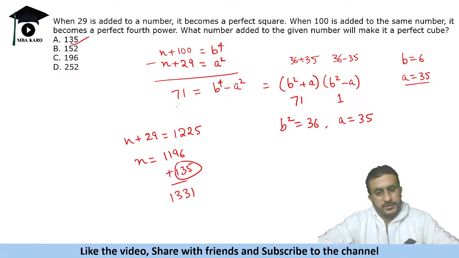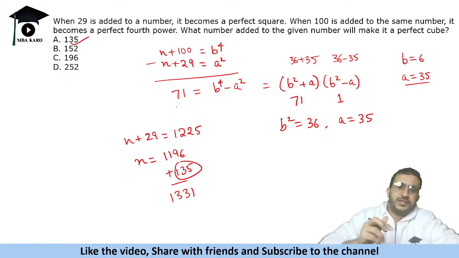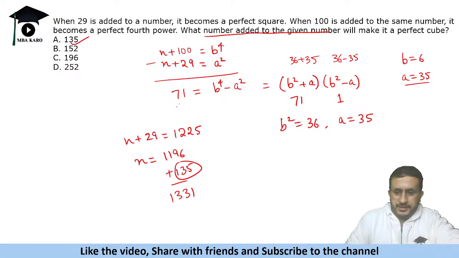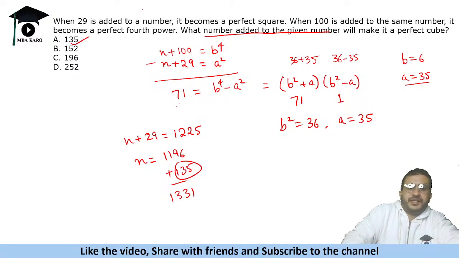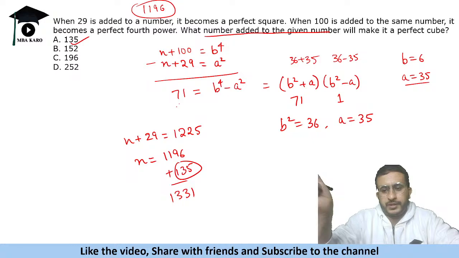Wasn't it a good question? See the options, again you did this question by just some random hit and trial. I don't know what logic you applied. Okay, the square of 29 will not come, 196. The question is not the number, it is asking what number added to the given number. We don't know the given number itself. So the given number is 1196. What number added to the given number, what will we add to 1196 to make a perfect cube?